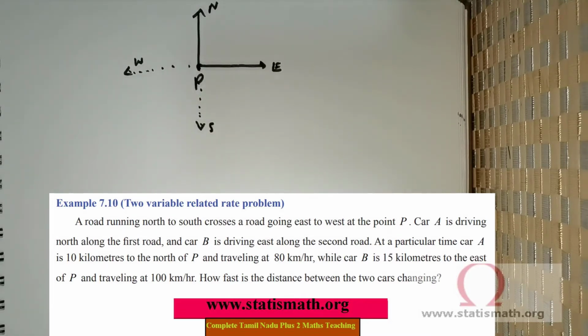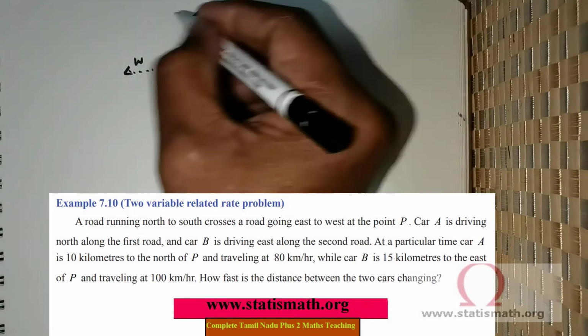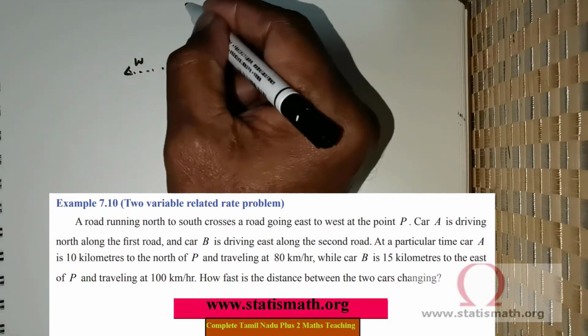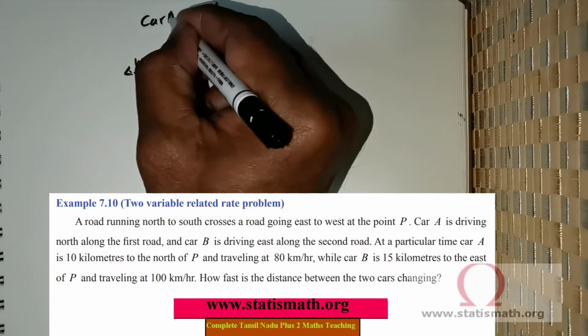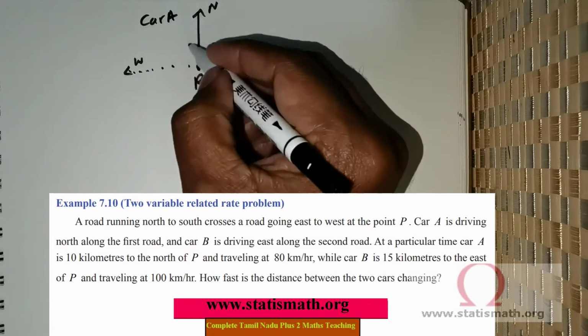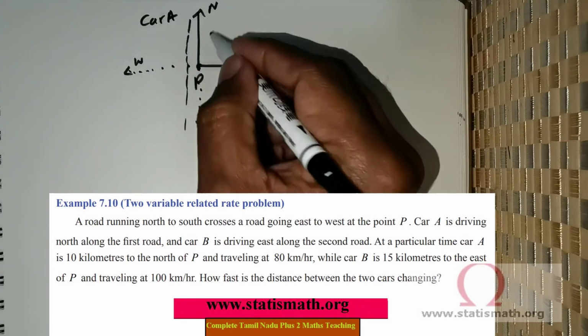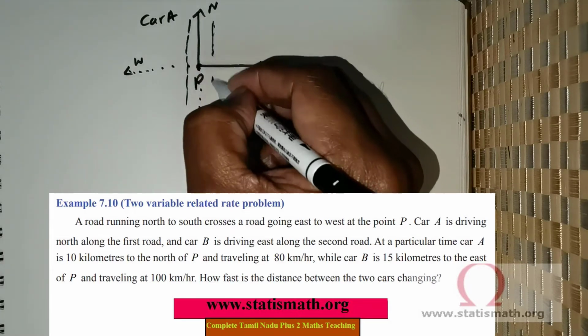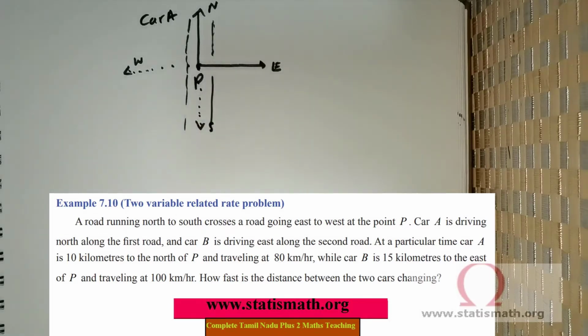Now a car is driving north along the first road. So one car, let the car be car A. It is driving towards the north, from the first road. So along the first road, this is the road, and the car is driving on this road. That's the understanding. Now you got another car B driving east along the second road.